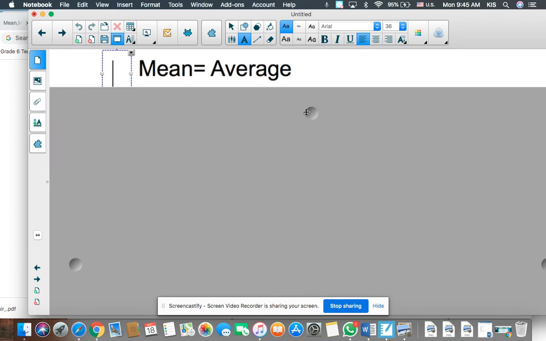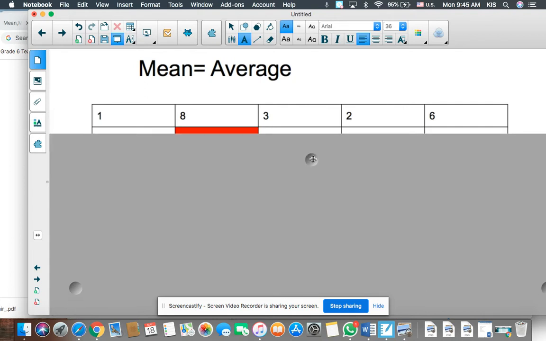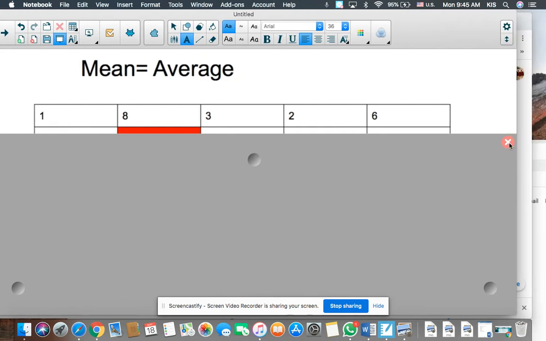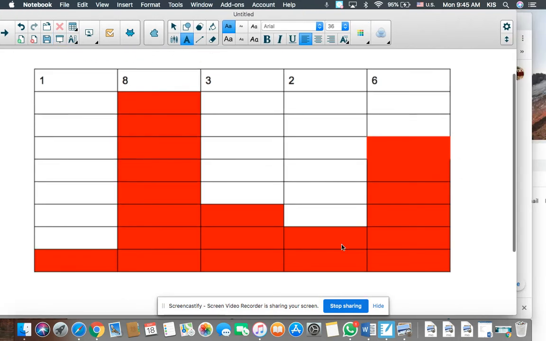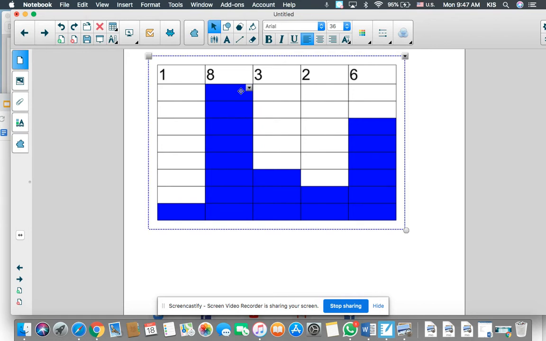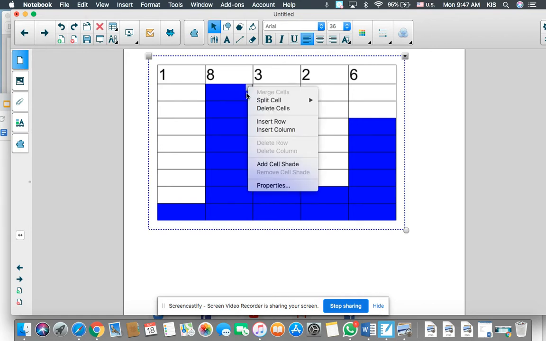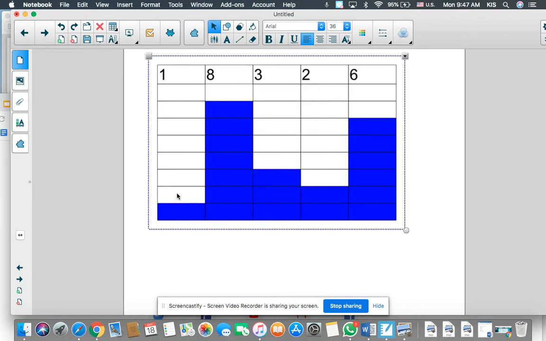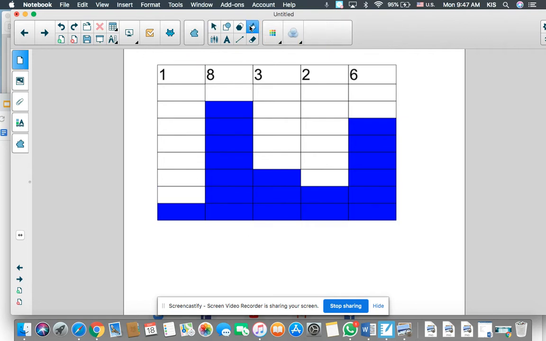So we're going to look at a data set that has 5 numbers here: 1, 8, 3, 2, and 6. If we rearrange these into blocks, it looks like this. I want to rearrange this data set so there is an equal number of blocks for the entire thing. So let's see. I'm going to move this one. I'm going to delete this cell here, and I'm going to move it down here.